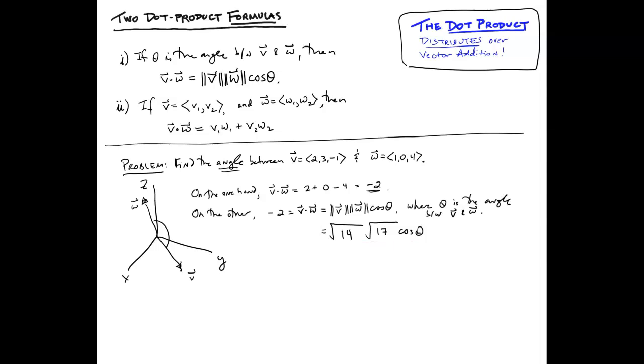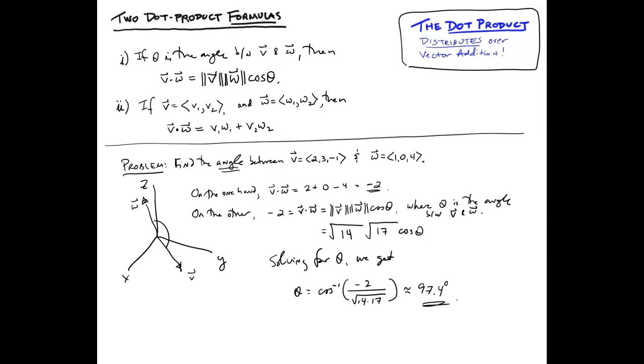-2 is all this junk, and that's what you learn algebra for, because we can now solve for theta. Solving for theta, we get that theta is going to be the inverse cosine of -2 over the square root of 14 times 17. And if you run that through a calculator, you will find that that is about 97.4 degrees. This is great. We can already see our hard work in developing properties of the dot product paying off.